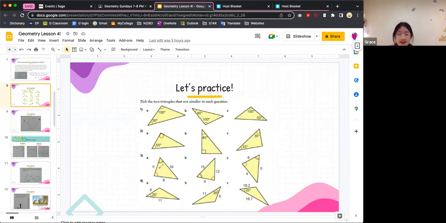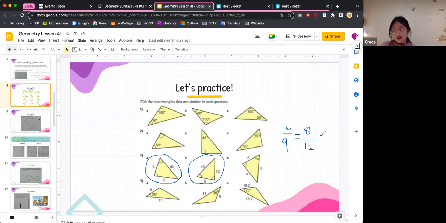There we go. Okay, so what we had was that these two triangles were similar because we had 6 ninths, 8 twelfths, and 10 fifteenths. And this is all equal to 2/3 if you simplify it down, right? So they're all equal. So that means that these two are similar.